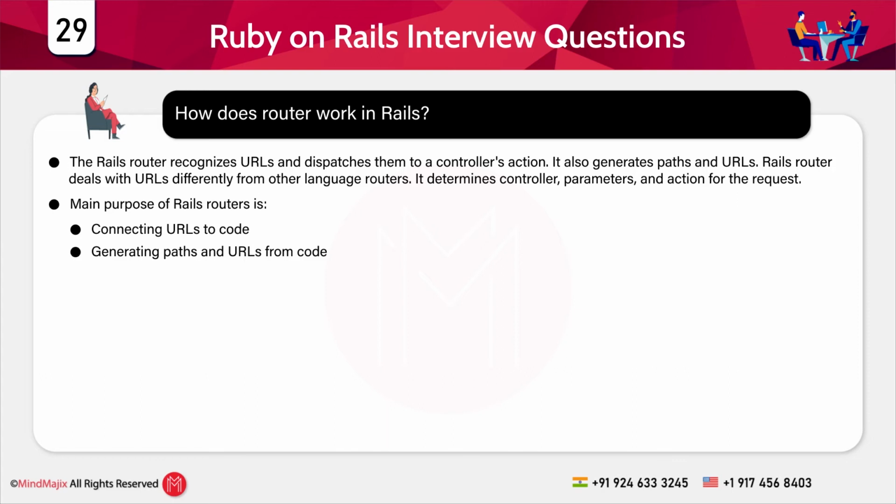It also generates paths and URLs. The Rails router deals with URLs differently from other language routers. It determines the controllers, parameters, and actions for the request. The main purpose of routers is connecting the URL to the code and generating paths and URLs from the code.